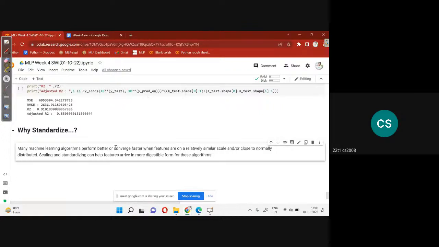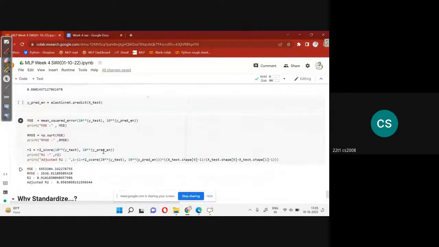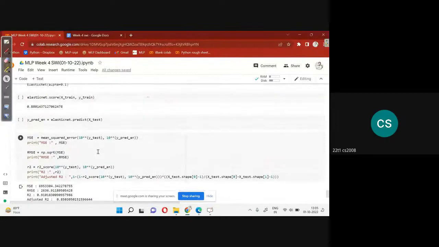That is why it is needed. Otherwise, two things will happen. First, it will take a very large time, or it may not converge at all. Second, it will give very high weightage to those columns which have high numerical values. I think that's more or less what is covered in this session.